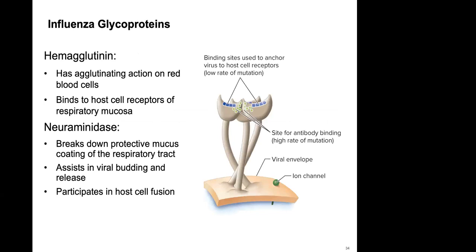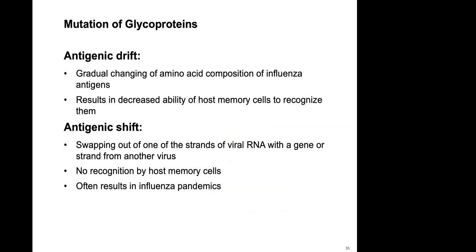Now, you have two different spikes on the surface, hemagglutinin and neuraminidase. This is what we call the HA or NA spikes, and this is what actually changes from season to season. This is called an antigenic drift, where you have gradual changing of amino acids of the influenza antigens. This results in decreased ability of the host memory cells to recognize them.